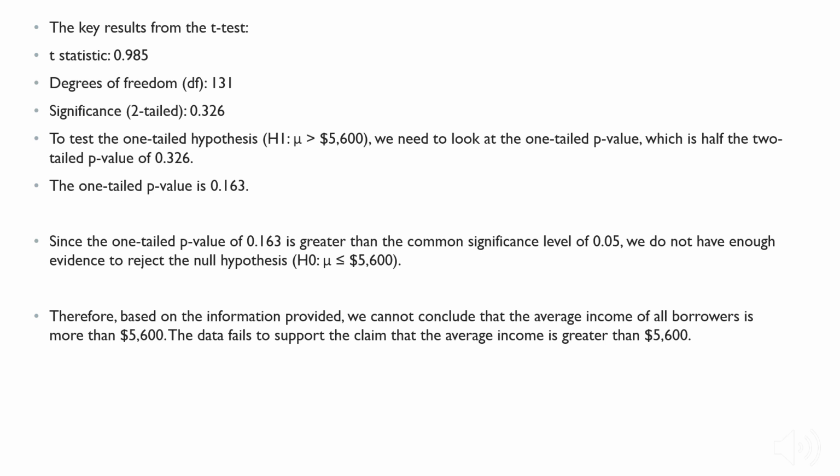Since the one-tailed p-value of 0.163 is greater than the common significance level of 0.05, we don't have enough evidence to reject the null hypothesis. Therefore, based on the information provided, we cannot conclude that the average income of all borrowers is more than $5,600. The data fails to support the claim that the average income is greater than $5,600.